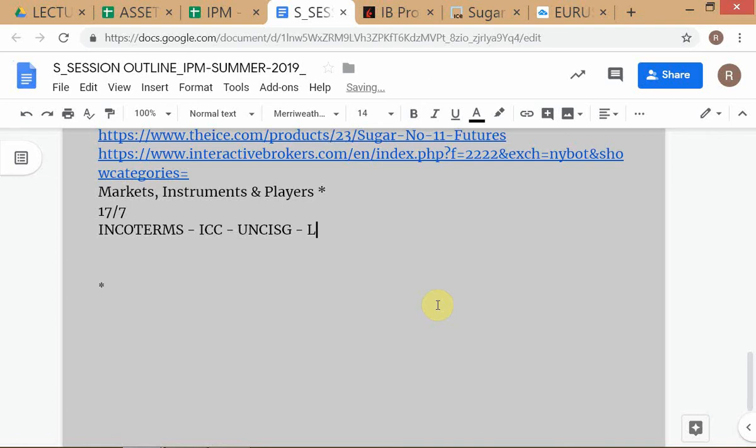So let me just write it down. Letters of credit. Actually, the full name is UCP-600. UCP stands for Uniform Customs and Procedures. UCP-600 is the latest version of the document.